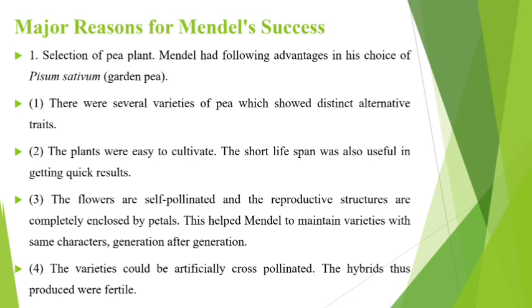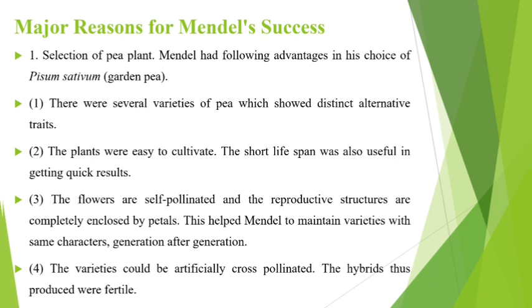Now, what are the major reasons for Mendel's success? How did he get success during his experiment? At first, he selected the pea plant for his experiment because there were several varieties of pea which show distinct alternative traits. That means the different varieties show different, visible characters.